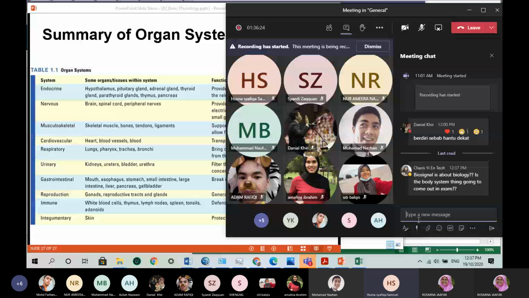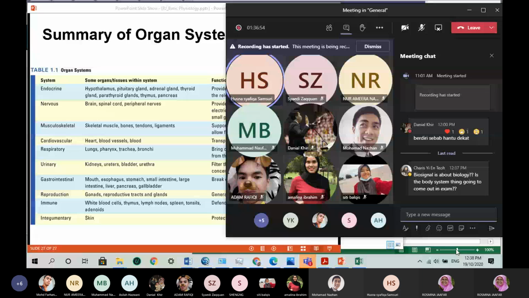Assalamualaikum, Doktor. Ya, ya. Doktor, saya Husna, saya ada soalan. Ya. Just now Doktor ada cakap engineering relate to physiology. What is mean by physiology, Doktor? Can you explain in detail?